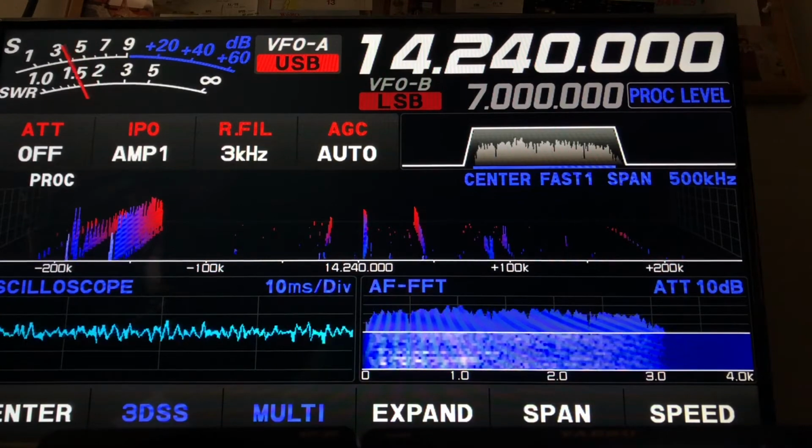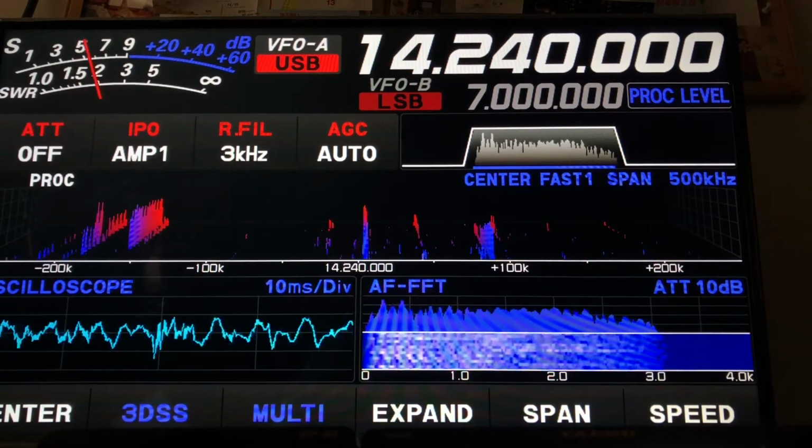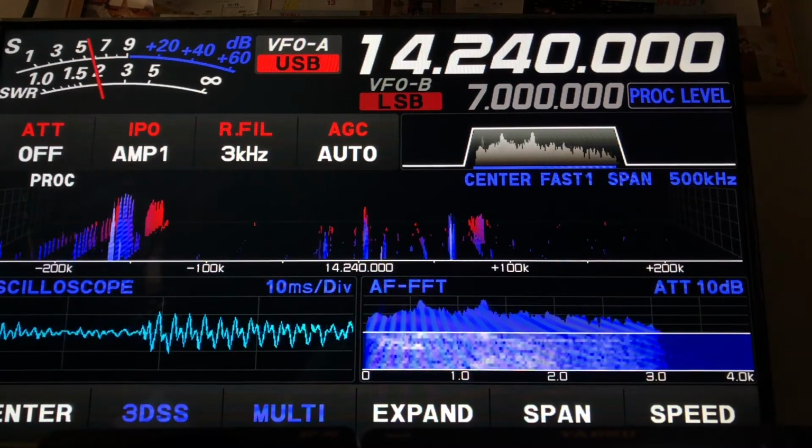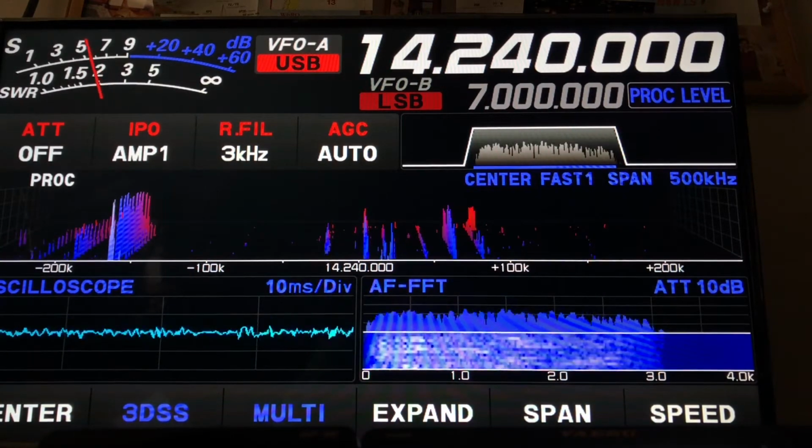Okay, so now 3,000 hertz bandwidth, no contour, no digital noise reduction. Listen to his voice and the amount of noise.